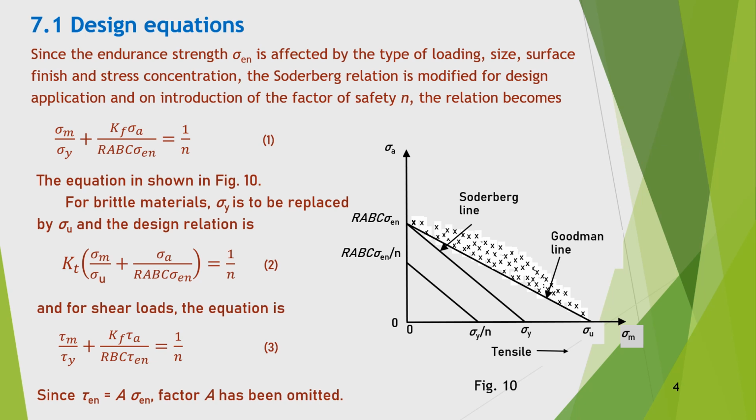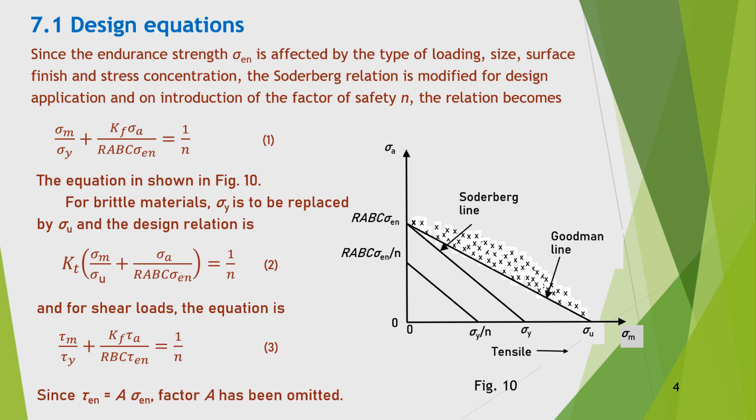consists of the yield strength sigma y, hence it is applicable to ductile materials. For brittle materials, sigma y is to be replaced by sigma u, and the design relation is as under. Note that for brittle materials, both sigma m and sigma a have been multiplied by the theoretical stress concentration factor Kt.